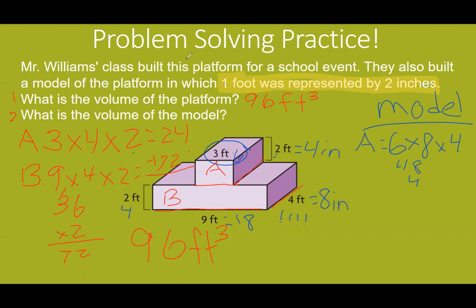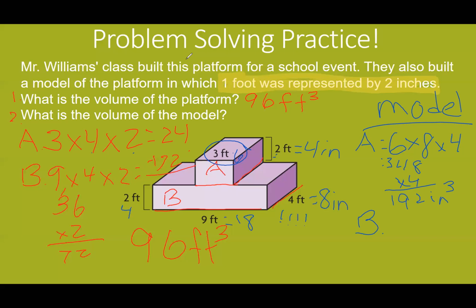And then 48 times 4. Well, I know that 4 times 8 is 32, and 4 times 4 is 16, 17, 18, 19. So A is going to be 192. Now we're not talking about feet anymore. We're talking about inches cubed. That's going to be figure A.